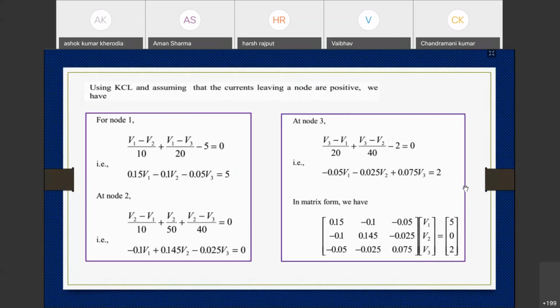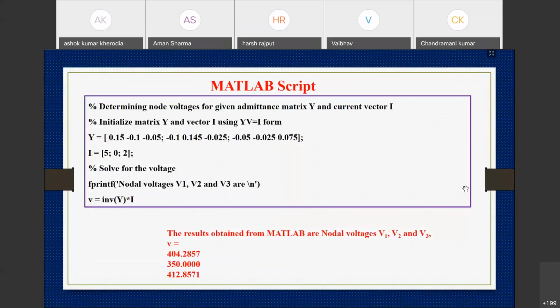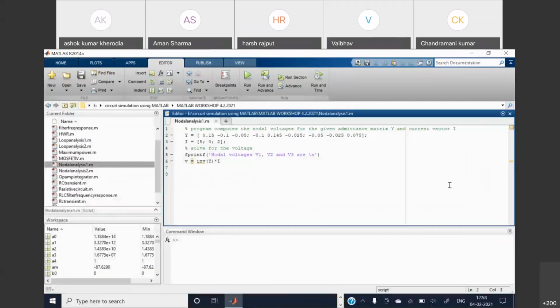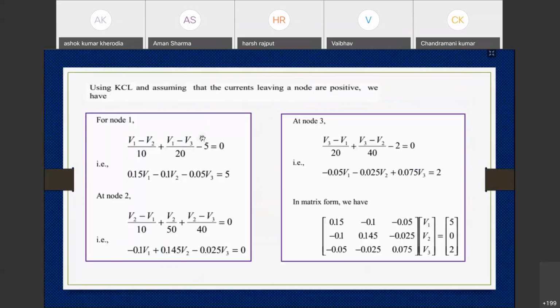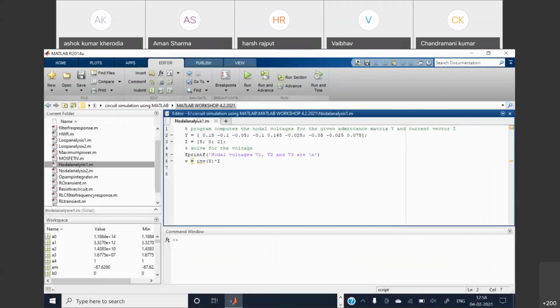So what I have done, I have written the equations for different nodes, entered those coefficients in terms of matrix, and then I have written a MATLAB code. So I will write Y in terms of matrix. You already know the values. The first row we are entering is 0.15, minus 0.1, minus 0.05, then semicolon.